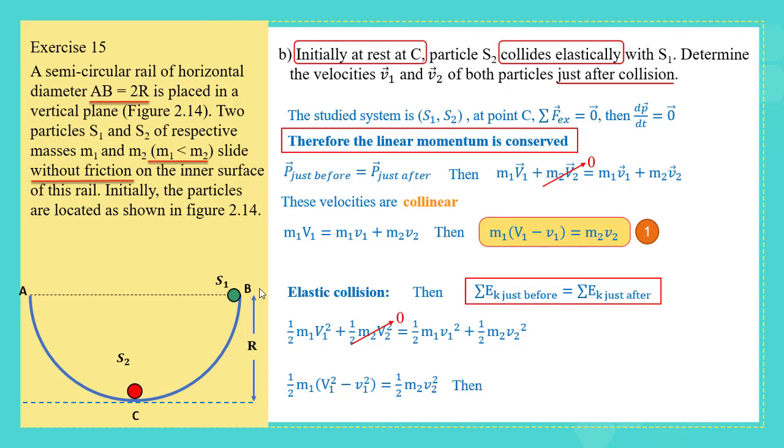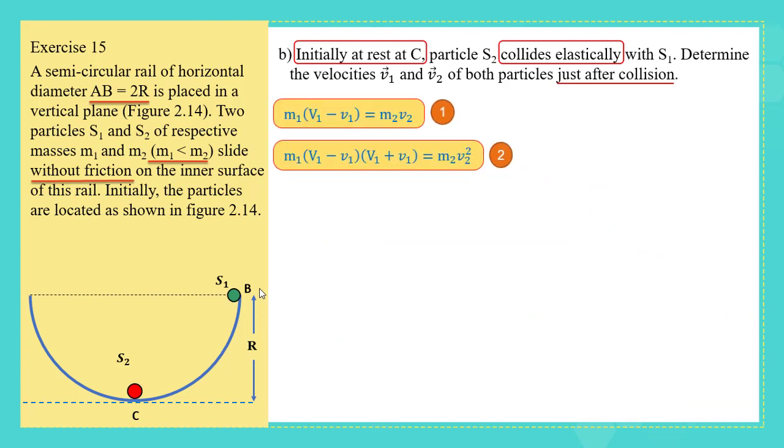Using the identity a squared minus b squared, we can write the equation as m1 (v1 minus v1') times (v1 plus v1') after collision, which is equal to m2 v2' squared, and we reduce the half from the two sides. This equation is number 2. Now we have two equations of the two unknowns v1 and v2 after collision.